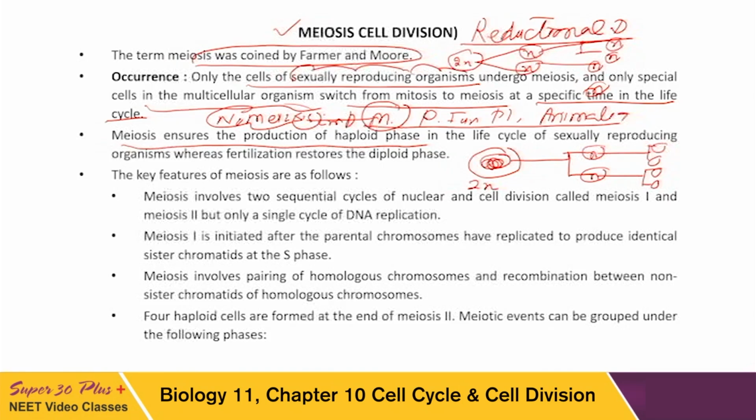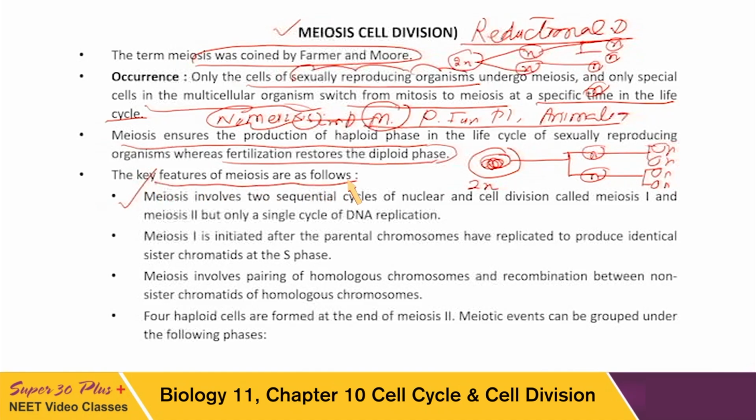Ultimately, 4 haploid cells will be formed, having the haploid number of chromosomes. On the basis of the organism, where fertilization restores, these haploid cells will unite to make a zygote, and the diploid phase will be restored. So, in the beginning, can we tell some important key features of meiosis?